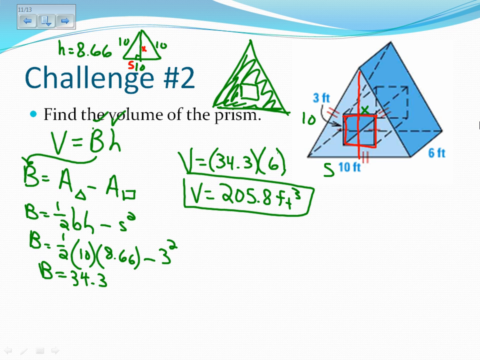We needed to find the height. So we didn't know the height of the triangle. So we drew the line here, used the Pythagorean theorem, and found the height of the triangle. We plugged that number in with the base of the triangle, which was 10. Took half of it, and then we subtracted the size of the square, and they told us that one of the sides was 3, so minus 3 squared. We got the base for the whole shape, for the prism. Then we plugged the base in, times it by the height for the entire prism. The height for the entire prism was 6, and we got our volume. A lot of questions, a lot of steps, a lot of different formulas you have to use, but hopefully that made sense. Does that make sense?